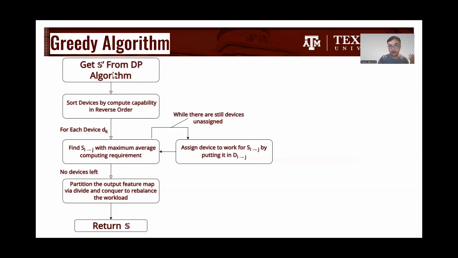This is where the greedy algorithm comes in. We get our S prime from the dynamic programming algorithm. We sort the devices by compute capability in reverse order. Then for each device, we go through and find the stage with the maximum average computing requirement, and we assign that device to work for that stage, putting it in a specific set. We keep doing this until all devices are assigned. Once no devices are left unassigned, we partition the output feature map via divide and conquer to rebalance the workload. Then we return this set.